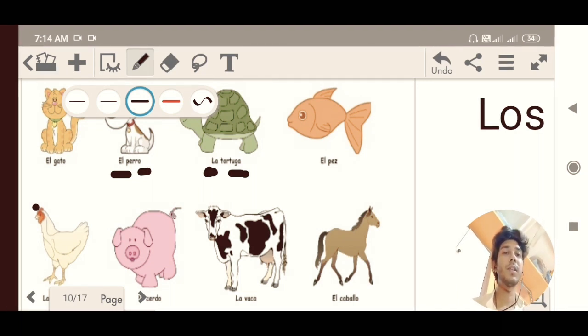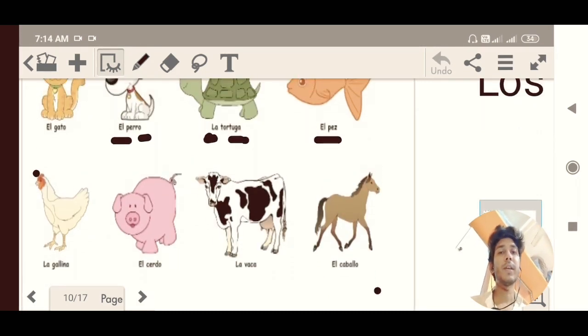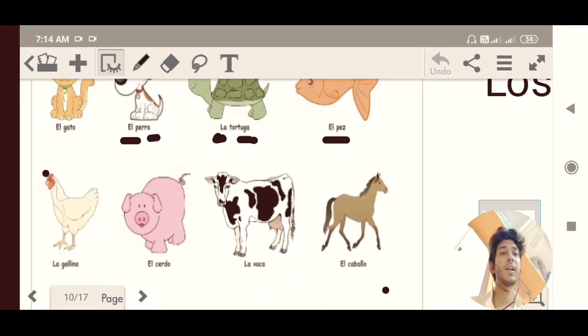Now there is another word: fish is el pez. It's a masculine word. The word for hen is la gallina, that is feminine. For pig, it's el cerdo, that is masculine. La vaca. And for horse it is el caballo. So that's all for this lesson.